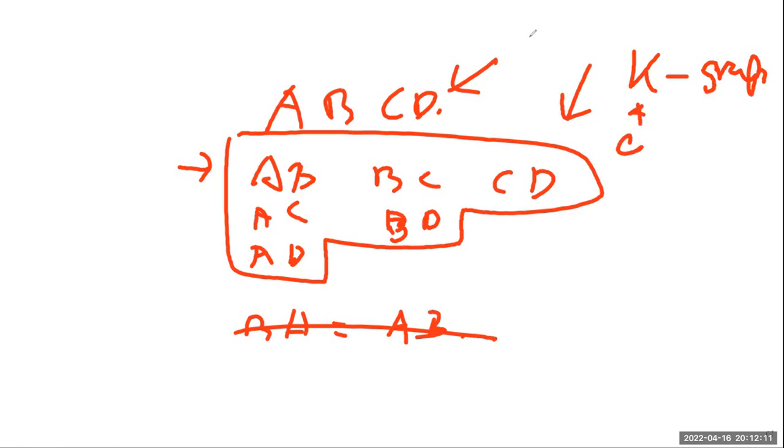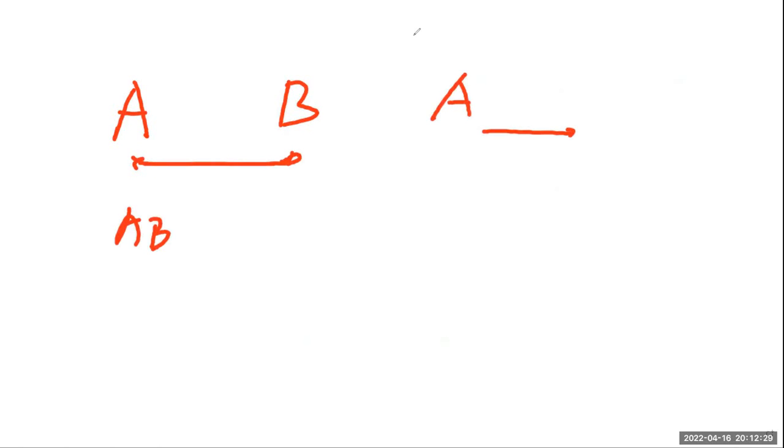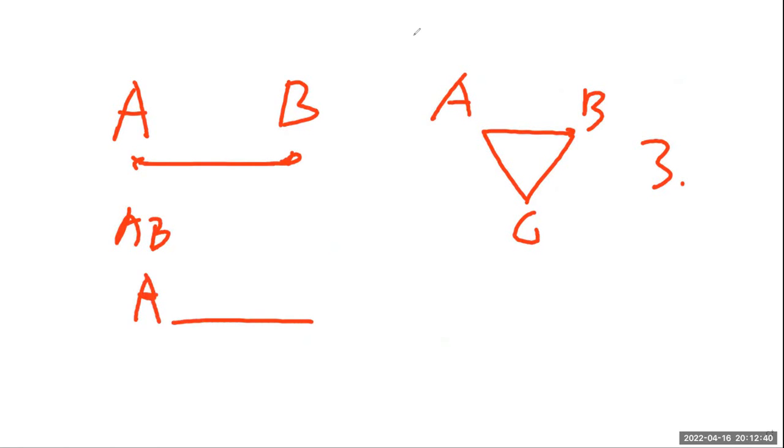K means complete graph. So we have 4 nodes, and there are 6 relationships. If we only have 2 nodes, A and B, only AB will be generated. With 3 nodes, we have AB, BC, and AC, so there are 3 possible combinations we can generate. With 4, we can generate 6 different combinations.